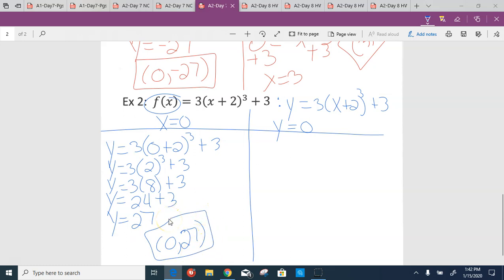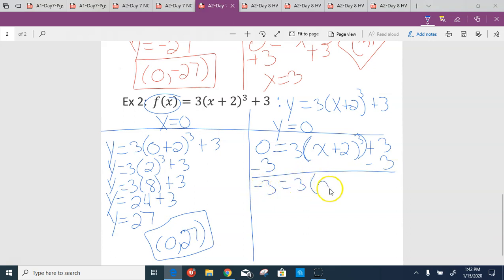Now we do the reverse over here. We're going to change y equal to 0. So wherever I see a y, I plug in a 0. And I'm going to work backwards now to solve for x. In order to get this stuff all right here by itself, I have to get rid of the stuff that's outside. So first, I'm going to get rid of this farthest number, this plus 3. I'll do it by subtracting 3 from both sides. So negative 3 equals 3 times the quantity x plus 2 to the third power.